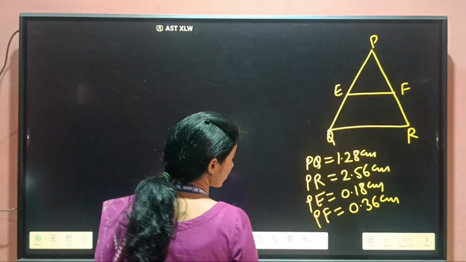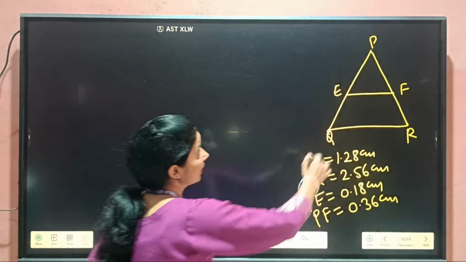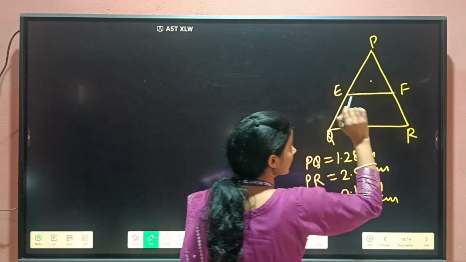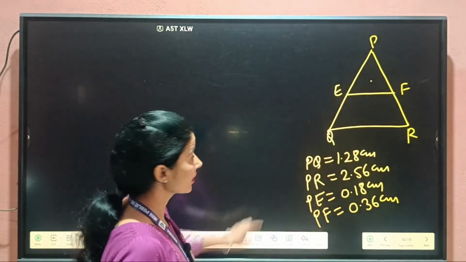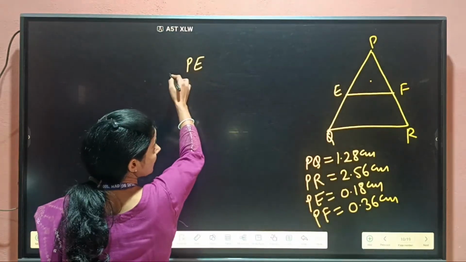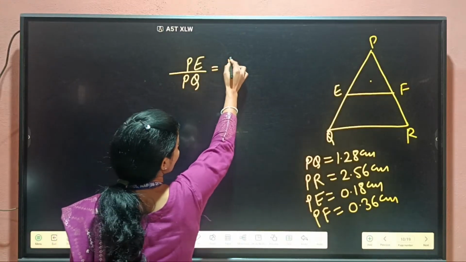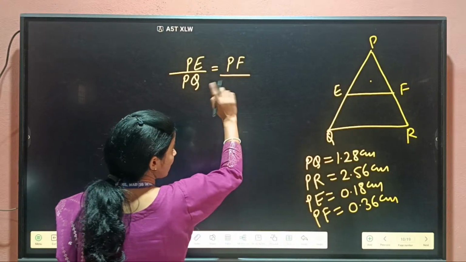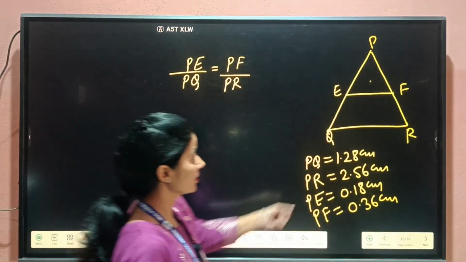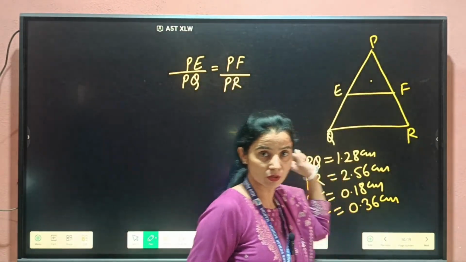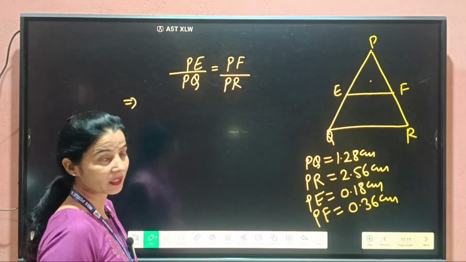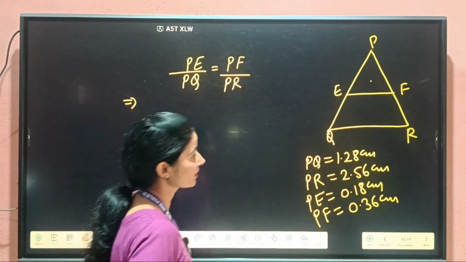One corollary is also there of the BPT theorem. We can write that triangle PEF is similar to triangle PQR. Then what can we write? Corresponding sides' ratio: PE by PQ equals PF by PR. If this ratio is equal, then we can say EF is parallel to QR. This is a corollary of the BPT theorem, and we can prove it using the similarity theorem by proving these two triangles similar.